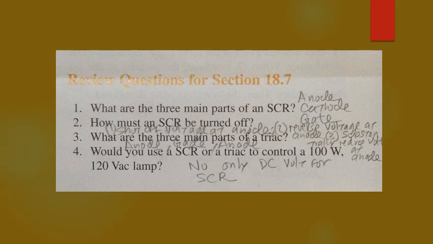And that is, it should be shut off by: 1. Shutting off voltage at the anode, 2. Reverse voltage at the anode, and 3. Substantially reducing voltage. Those are the 3 ways.